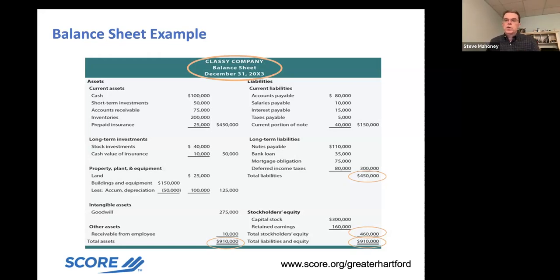So prepaid insurance basically means on a cash basis, you've paid it now, but on an income statement basis, you expense it over the life in which the expense relates to it. So I hope that makes sense. It's kind of an accounting specific question.